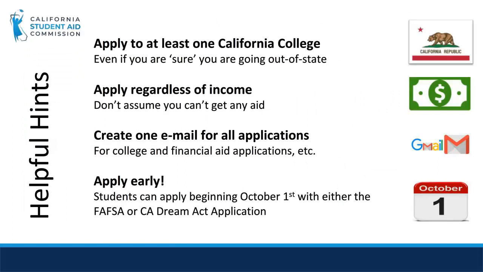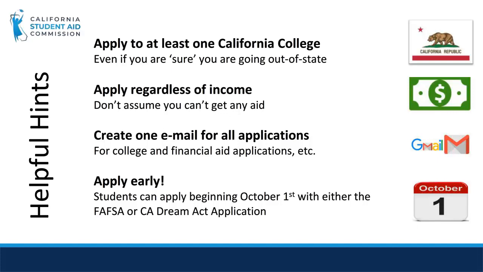Last but not least, here are some helpful hints for students. Students should apply to at least one California college, even if they're sure that they're going out of state. Students should also apply regardless of income. They should never assume that they can't get any aid.